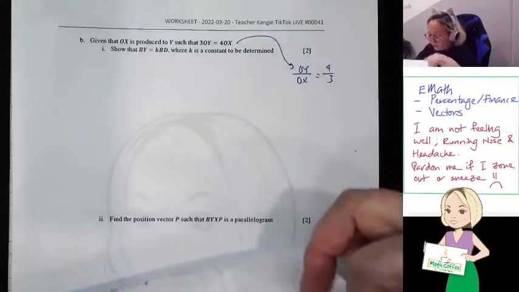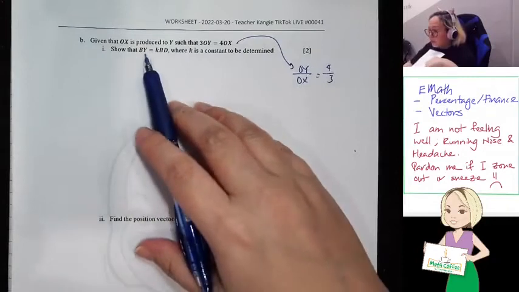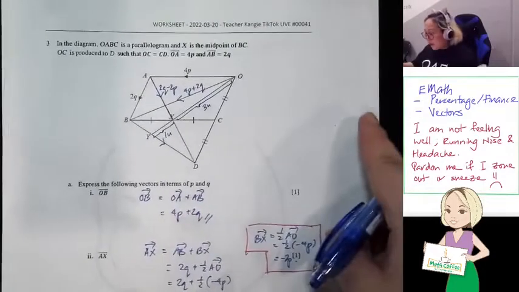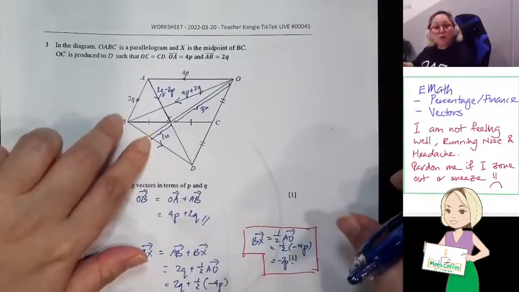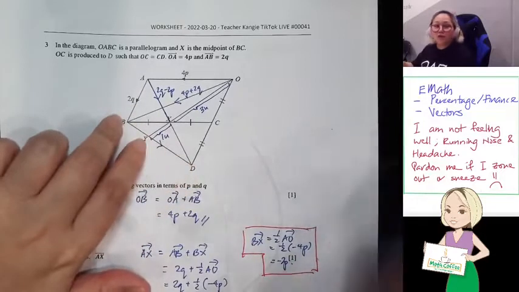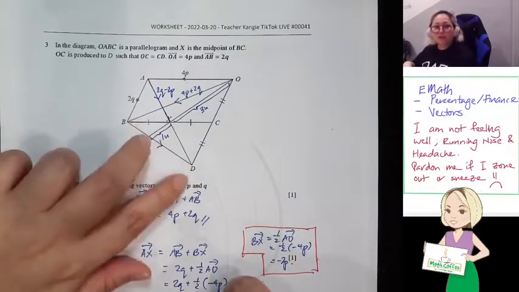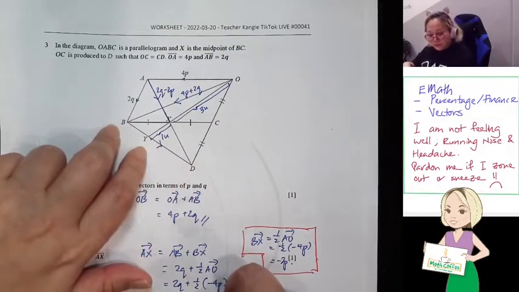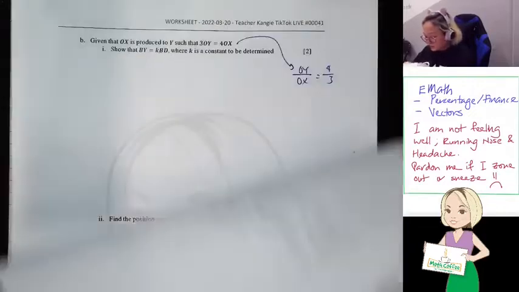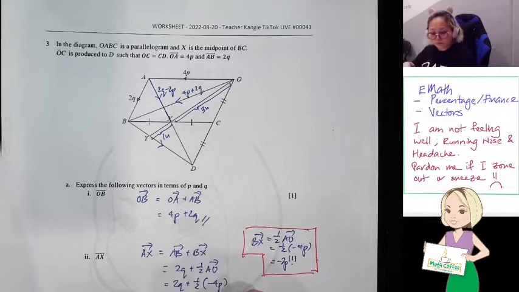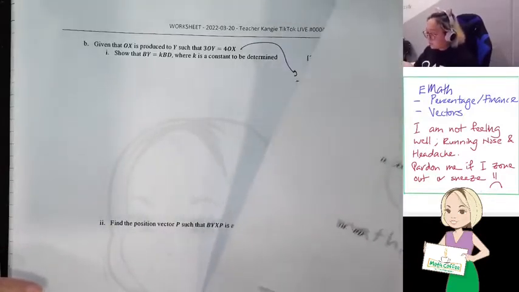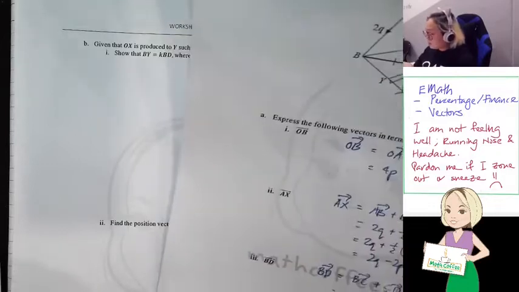Okay, then let's see what they want. They say show that BY is equal to KBD. So in other words, they want you to find out BY is how much compared to the whole thing. So I need to find, let me see what I need to find here. Okay, I'm lost now. Wait, let me see what I want to find. BY equals KBD. So I need my BY.